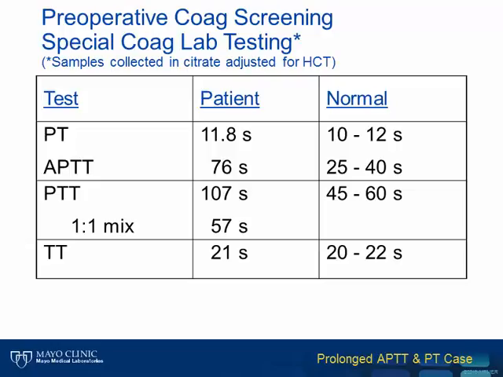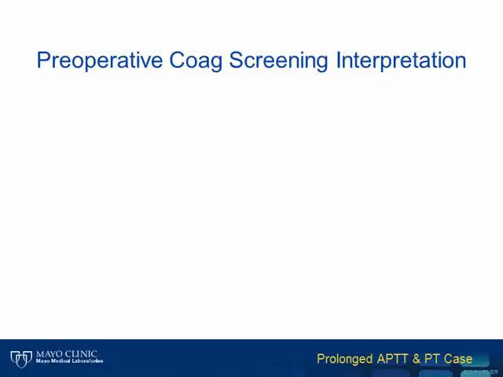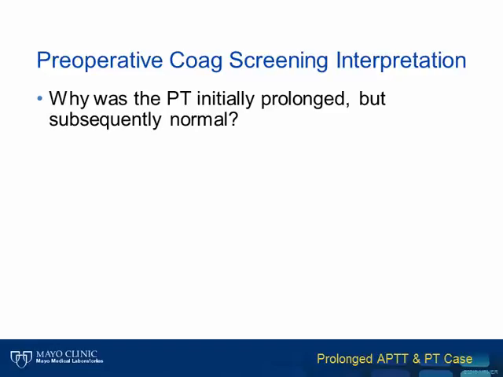Preoperative subsequent coag testing was performed using collection tubes with citrate anticoagulant content adjusted by nomogram for the elevated hematocrit, with these results. The PT was normal on retesting. The APTT remained significantly prolonged, and the unactivated PTT was also prolonged, with mixing study demonstrating correction into the normal range. The thrombin time was normal, essentially excluding heparin effects. Questions. Why was the PT initially prolonged but subsequently normal? It was spuriously prolonged, reflecting high hematocrit and normal with subsequent citrate-adjusted plasma sample collection and testing.